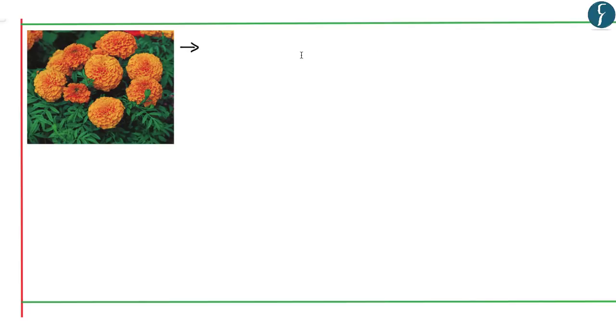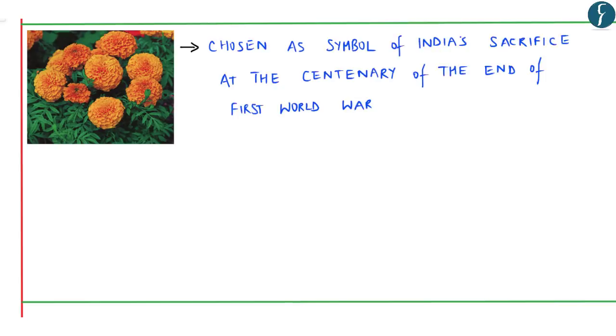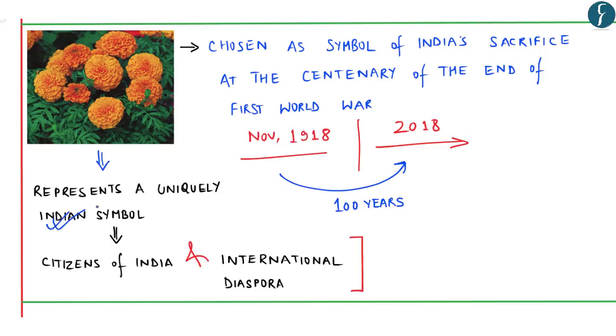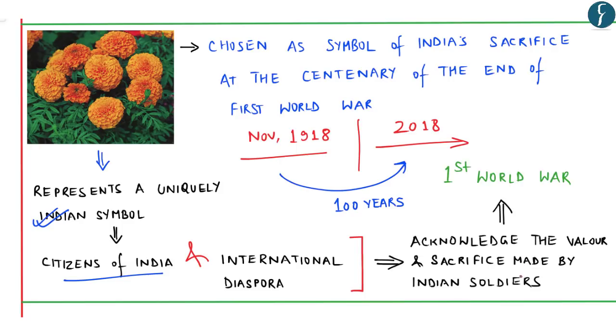So as discussed, marigold has been chosen as the symbol of India's sacrifice at the centenary of the end of the First World War. As you know, 2018 marks 100 years since the ending of the First World War, which ended in November 1918. Now marigold represents a uniquely Indian symbol that will allow the citizens of India as well as the international diaspora to acknowledge the valor and sacrifice made by Indian soldiers during the First World War.